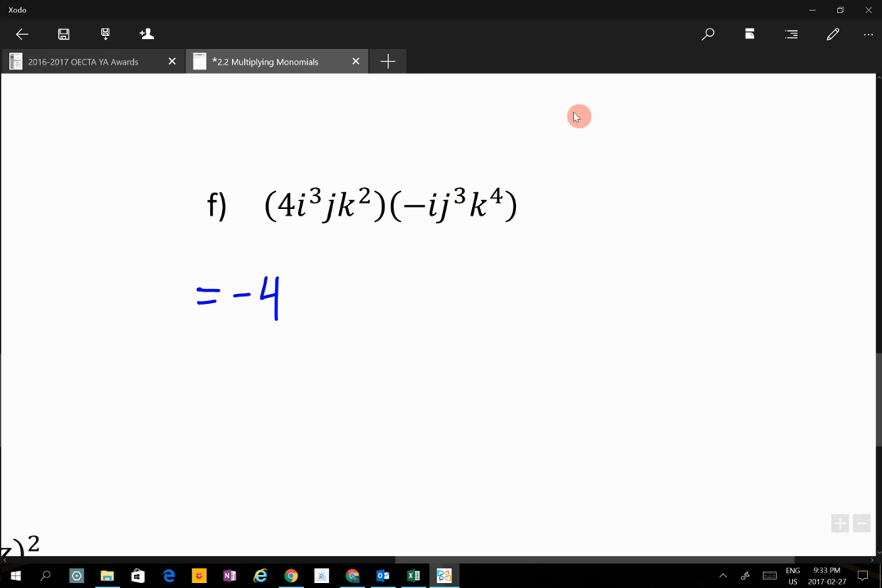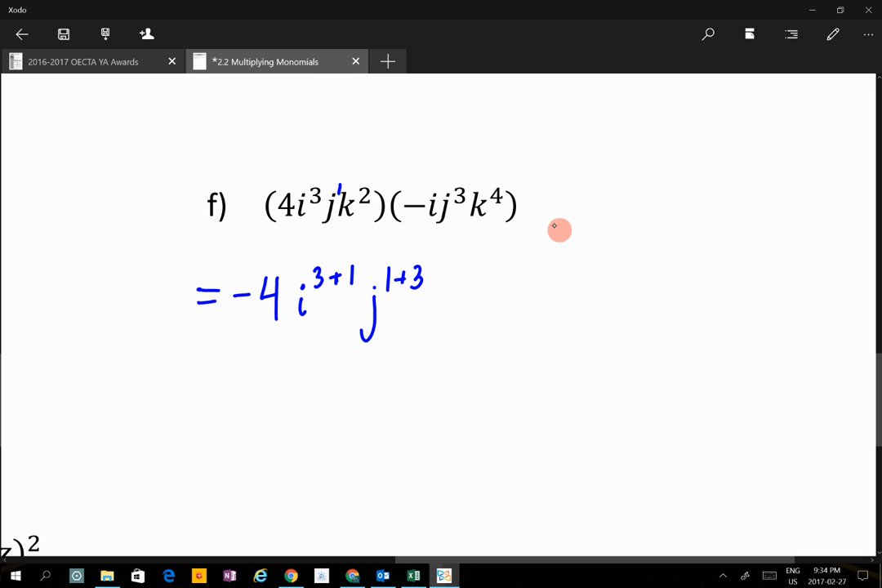What about my i? So I have an i to the power of 3 multiplied by i to the power of 1. So you add their exponents. You have j to the exponent 1 times j to the exponent 3. So I add those exponents, 1 plus 3.